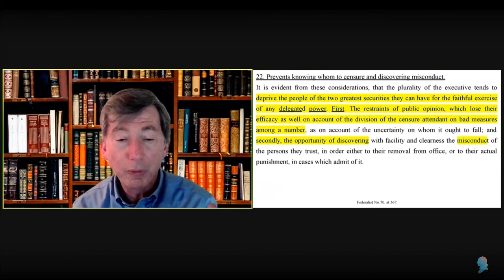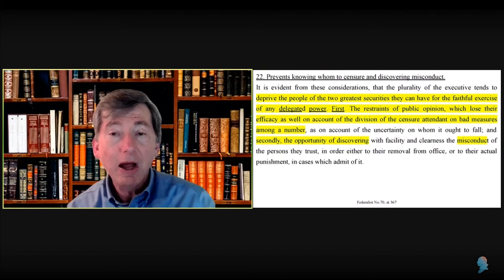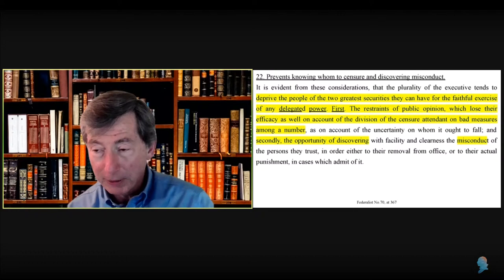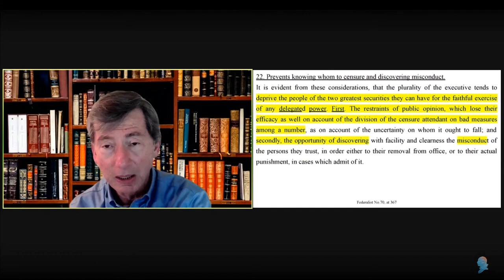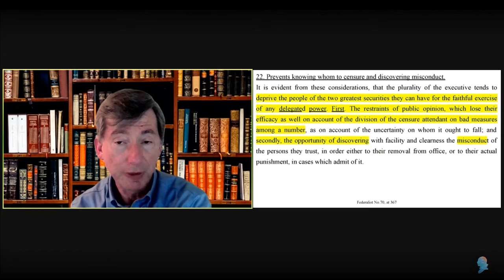Because even though Congress is not supposed to delegate lawmaking to the executive branch, when it does enact a statute, it is delegating the statute for execution by the president. So first, the restraints of public opinion, which lose their efficacy as well as on account of division of censure attendant on bad measures among a number. It's hard to censure the Congress. The only people you get to censure, Will, are those who are running in your district as members of Congress, the House, or those in your Senate. You can't censure the rest of them, but at least you can attempt to find out what they did.